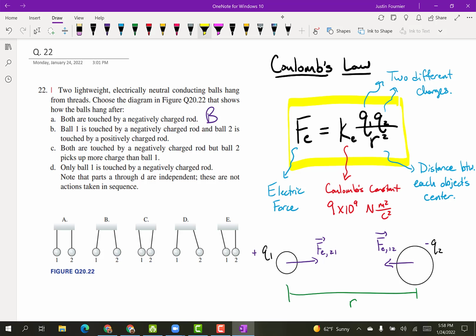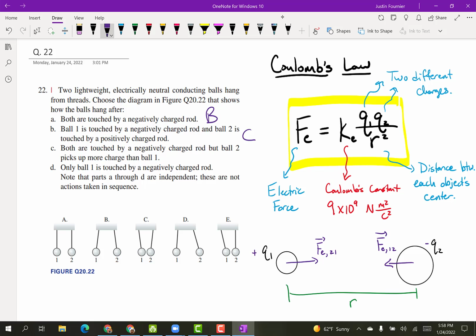Moving on to this one. It says ball 1 is touched by a negatively charged rod, and ball 2 is touched by a positively charged rod. If I have a negative and a positive, that's going to cause attraction, so it's either C or E. Those are the ones showing attraction. Once again, they feel equal force, so that's going to be C. Next up is going to be C.